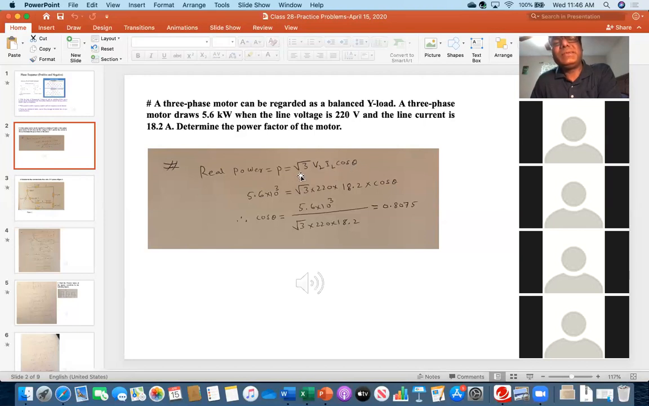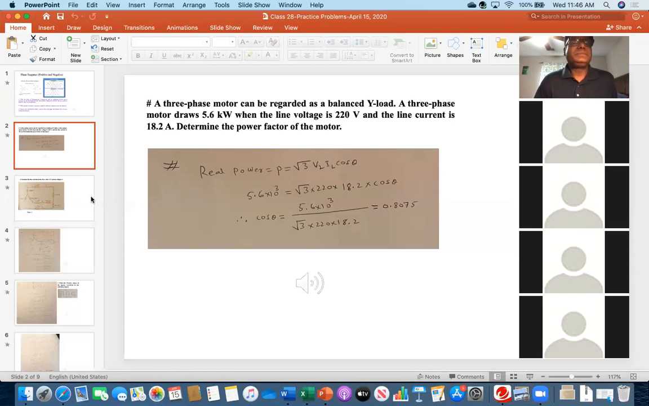We use root 3 when voltage and current are expressed in terms of line quantities. But you would be right to put 3 provided that you use VP and IP, the phase voltage and phase current. In that case, for a balanced system, you can multiply by 3. So here is the difference. Everybody should be careful when using this root 3.